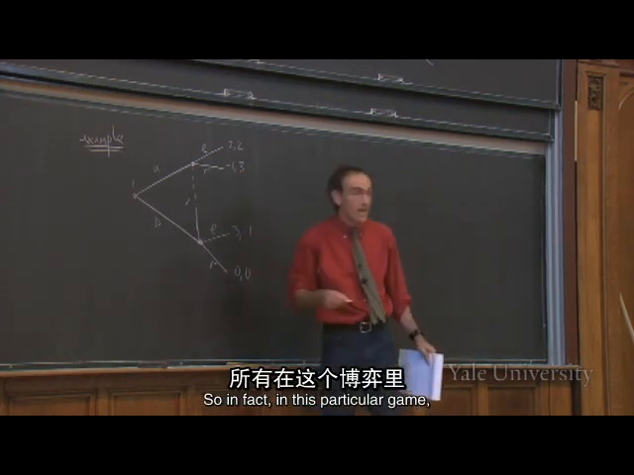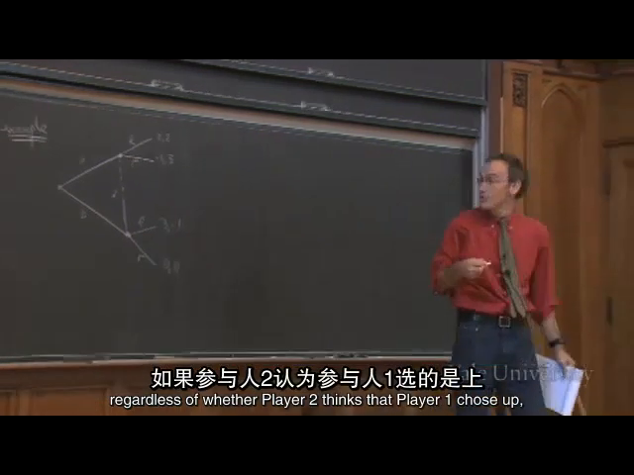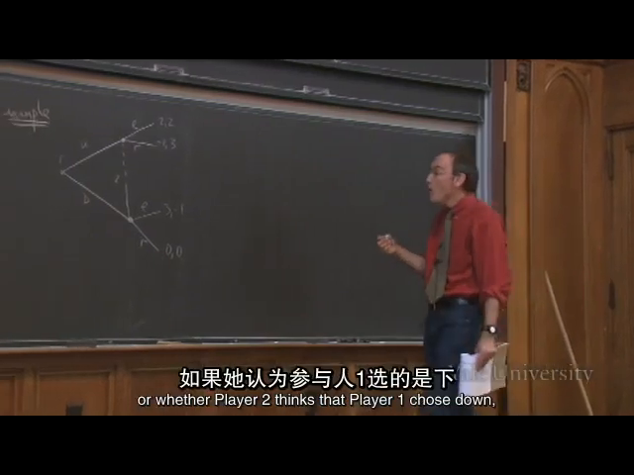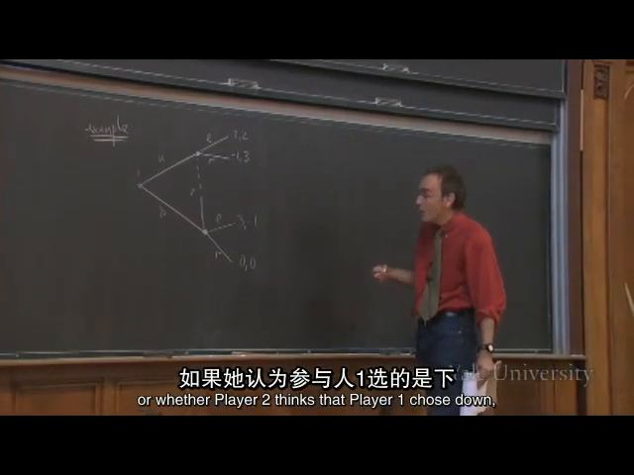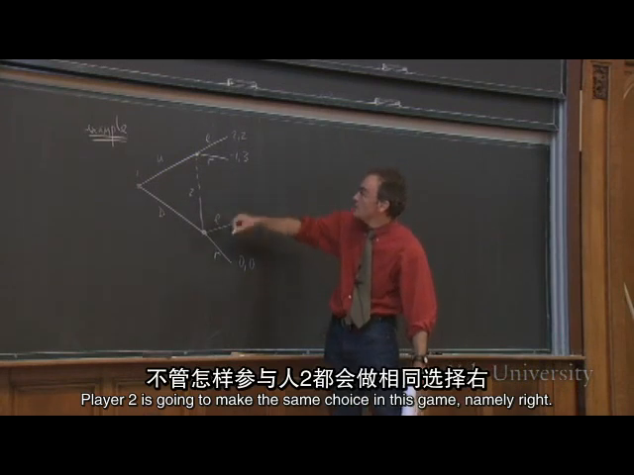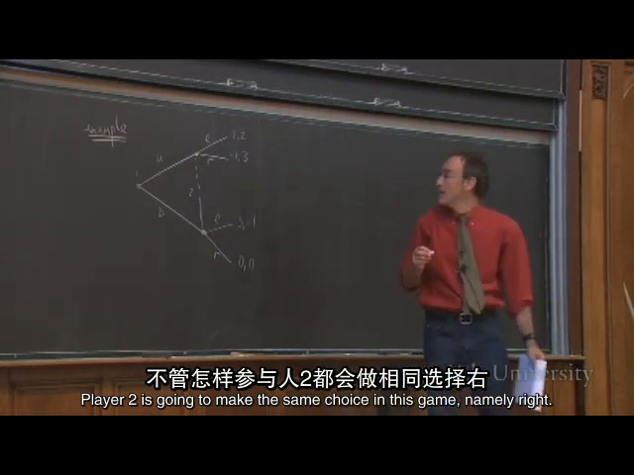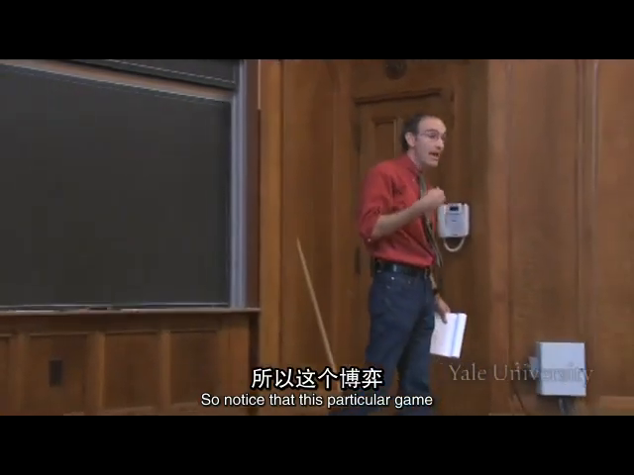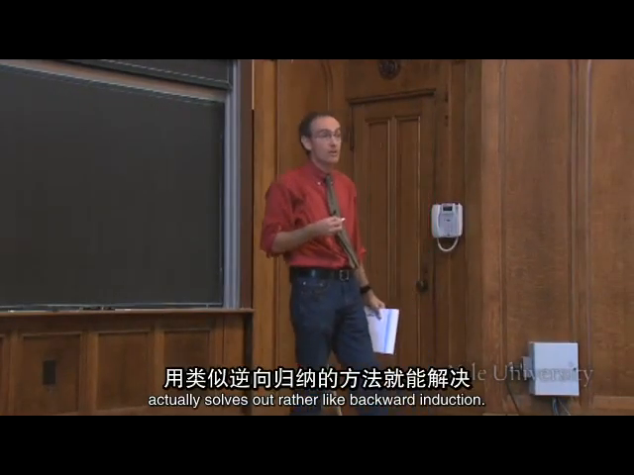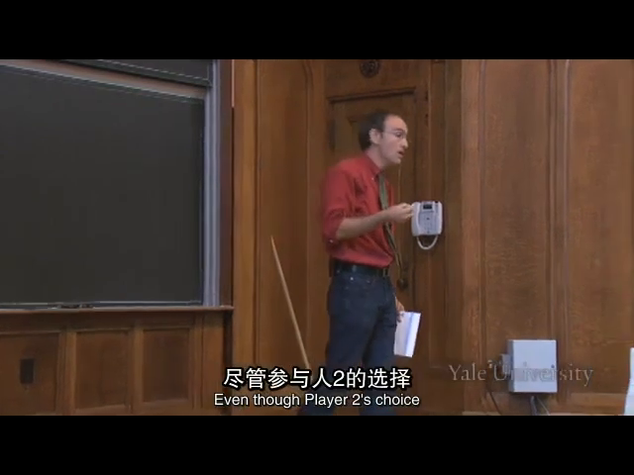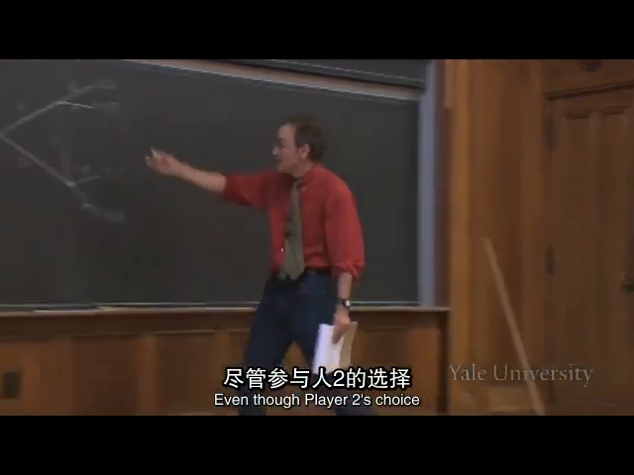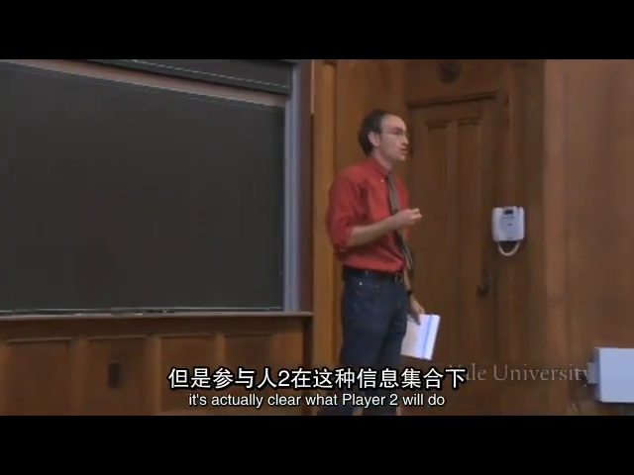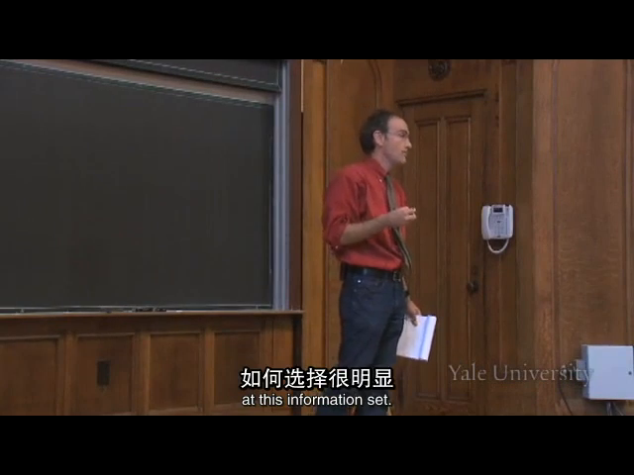So in fact in this particular game, regardless of whether player 2 thinks that player 1 chose up, and hence she's at the upper node, or whether player 2 thinks that player 1 chose down, and hence she's at the lower node, player 2 is going to make the same choice in this game, namely right. So notice that this particular game actually solves out rather like backward induction. We actually know, even though player 2's choice is a little bit more complicated because she doesn't know where she is, it's actually clear what player 2 will do at this information set.